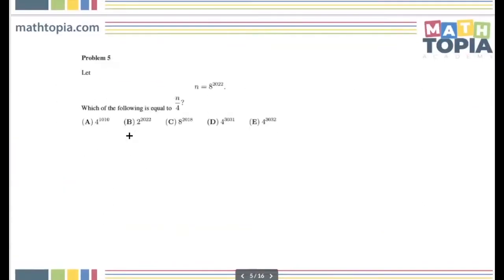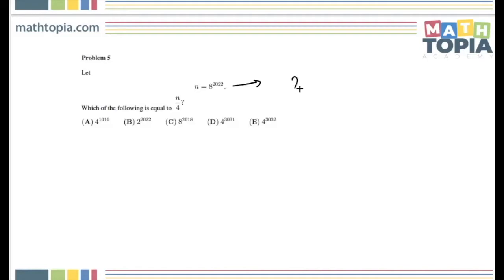All right. Problem number 5. n is 8 to the power of 2022. Which of the following is equal to n over 4? Basically, it gives you a bunch of different exponent expressions, but they're each in different powers of 2. Some of them have 2, some have 4, some have 8, and it's all just trying to confuse you. So what you should do is convert this into a power of 2.